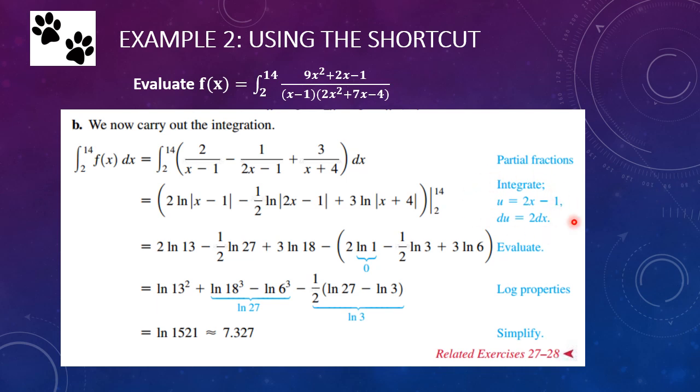Notice here they did show you the substitution for the middle term. All the other ones are pretty straightforward because just du equals dx. All right. So this shortcut can really help as far as trying to find the coefficients, as we saw there, when they're linear denominators.